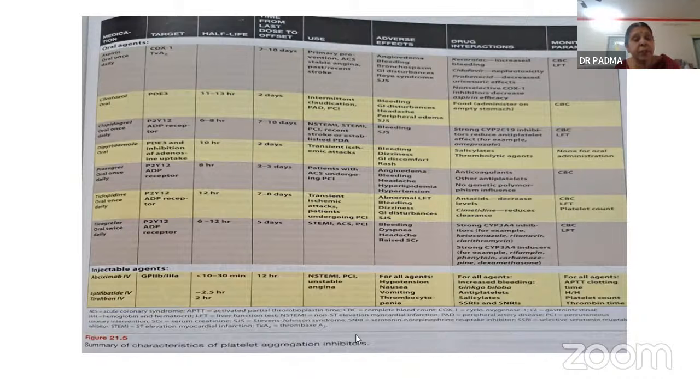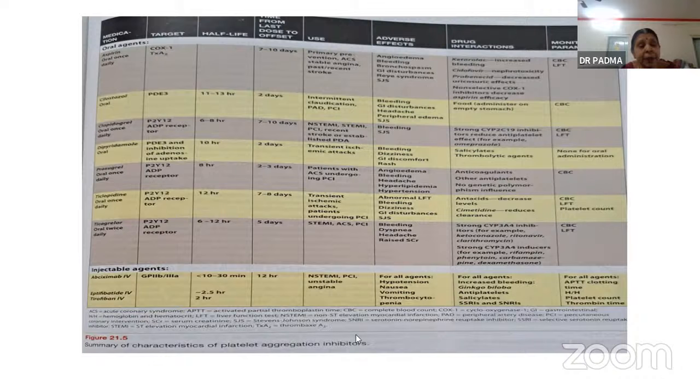This is the drug which is a P2Y12 ADP receptor antagonist. There are also three other drugs, that is prasugrel, ticlopidine, and ticagrelor. All three are P2Y12 receptor antagonists, and they inhibit the second step in platelet aggregation. The plasma half-lives are respectively 6 to 8 hours, 8 hours, 12 hours, as well as 6 to 12 hours, but we prefer either clopidogrel or prasugrel.